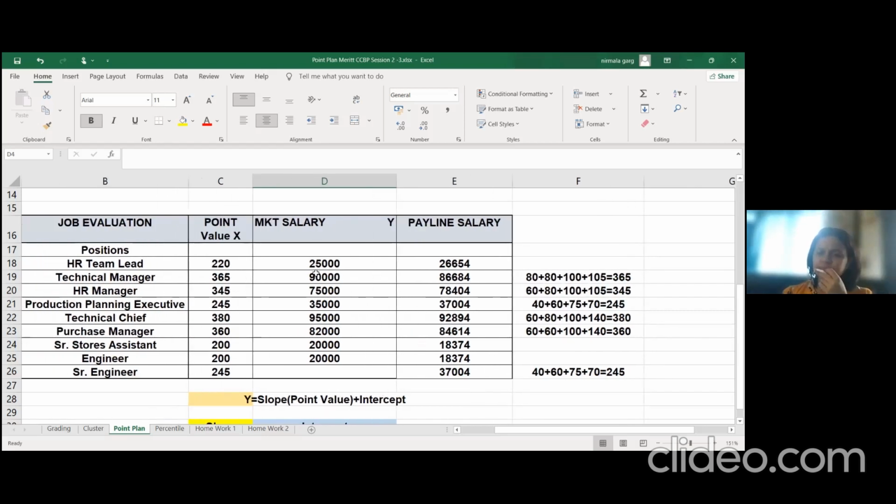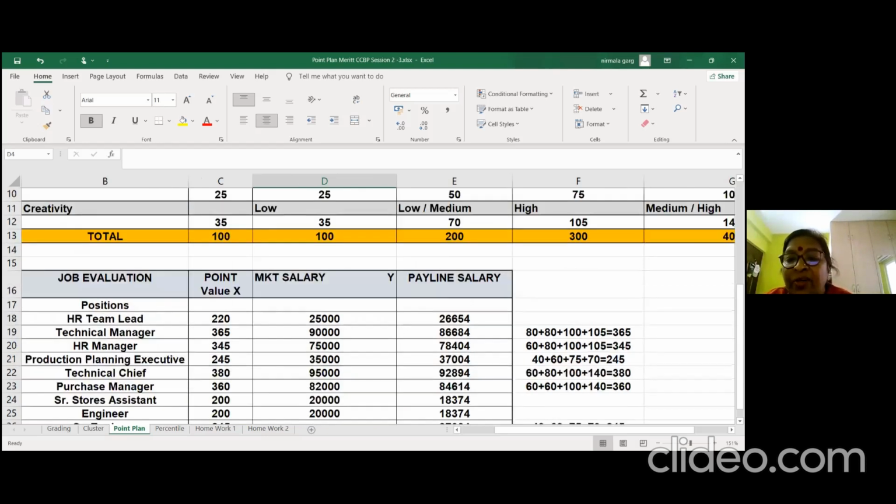Weightage will be different for different jobs. That is the best part here. The point plan helps you to apportion different weightages depending on the requirement of the job, unlike the job grading where you had to choose all of them in one grade or two, say grade 2 or grade 3 or grade 4.